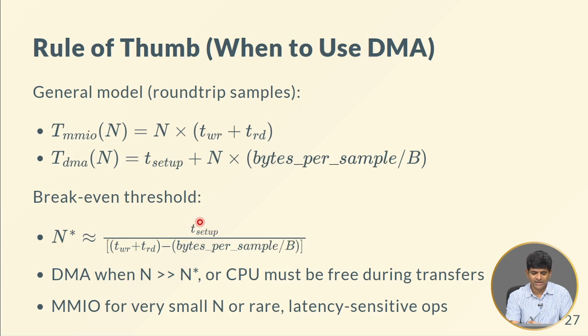I would definitely not suggest memorizing this formula. Please understand where you are working this out from, so that you should be able to see this even if it is a slight variant of this, depending on the actual way that DMA is configured. So the general rule of thumb: DMA should be used when n is much larger than n star, or if you must guarantee that the CPU is free during transfers for whatever reason. MMIO on the other hand does make sense for very small n, or when you have rare and latency sensitive operations.